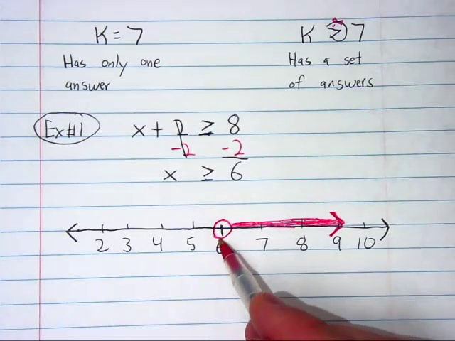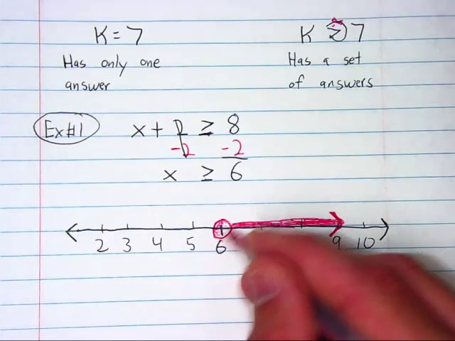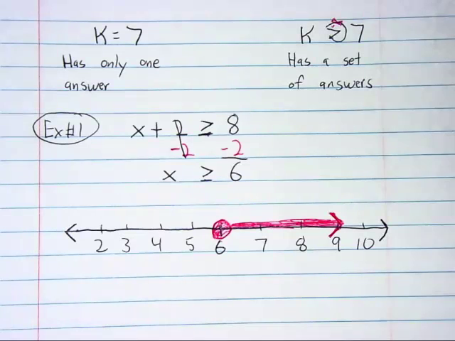God bless you. So we also have to change this dot so it's filled in, because now it could include the 6. Any questions? You guys are good.